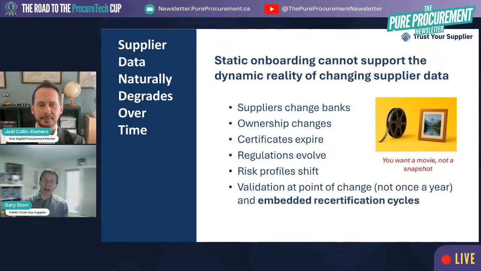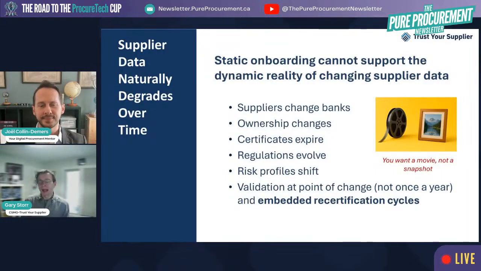Because we know suppliers change all kinds of information. They change their bank accounts. They get sold. They get bought, right? Their certifications expire. Did they renew them? I don't know. How do you know that, right? Regulations change. Ten or 15 years ago, we didn't have GDPR. We've got it now. Are they compliant, right? Risk profiles shift based on a whole range of factors that we could spend hours talking about, right?